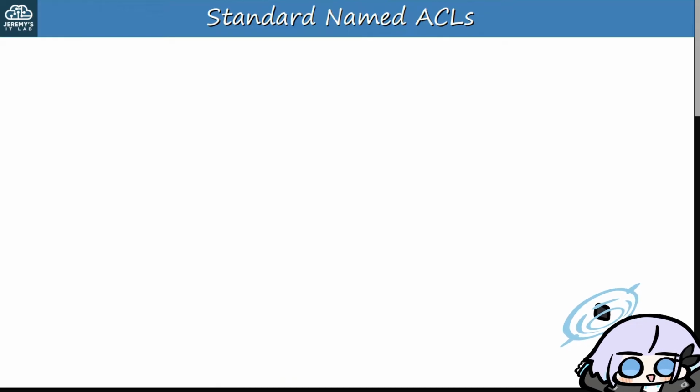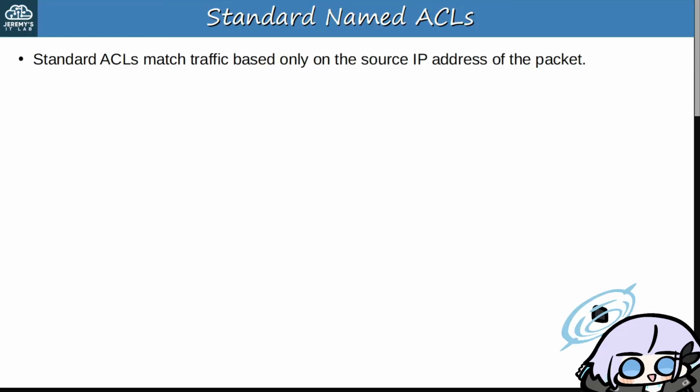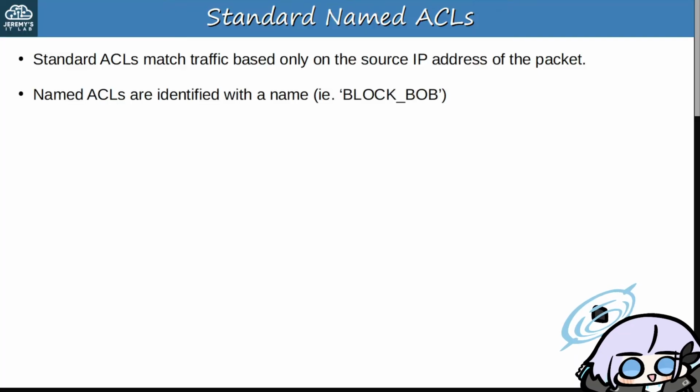Okay, now let's move on to standard named ACLs. Standard named ACLs are still standard ACLs, so they match traffic based only on the source IP address of the packet. However, instead of a number, they are identified with a name. You could, for example, name the ACL block_Bob.